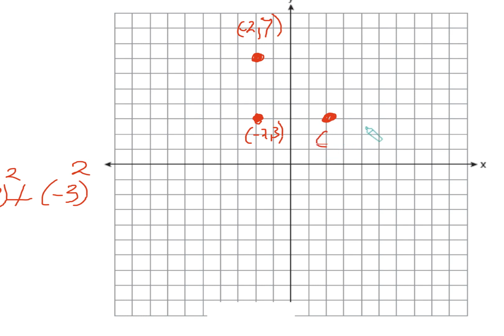So again, just write your coordinates. The y value is still 3. Now your x value, so this would be negative 1, 0, 1, 2. So that's positive 2. Let's go this way. 1, 2, 3, 4. Right here.